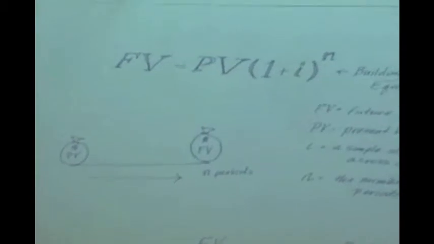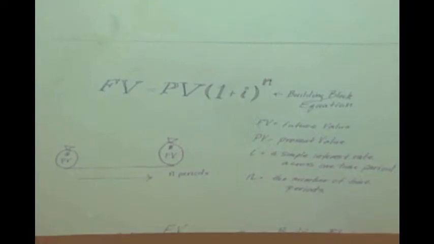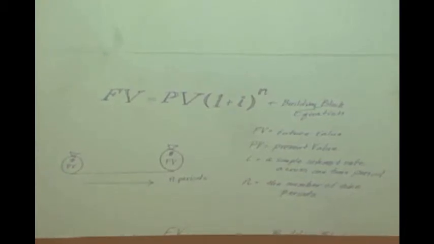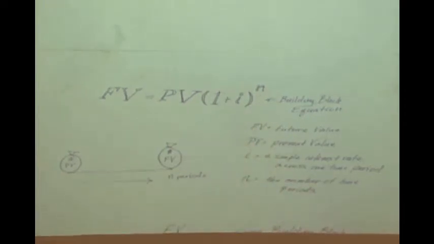time. We looked at our building block equation. We saw how it was developed, and we learned how to solve for the interest rate and for the number of periods. The very key thing to using this equation is to be absolutely certain that the interest rate you use corresponds to the size of the period. N is the number of periods, and the interest rate and the period must correspond.